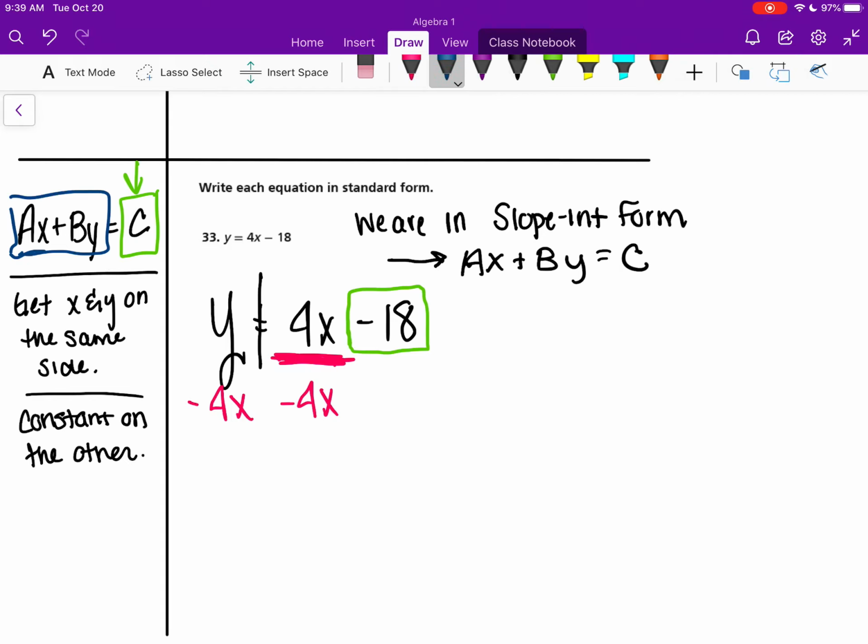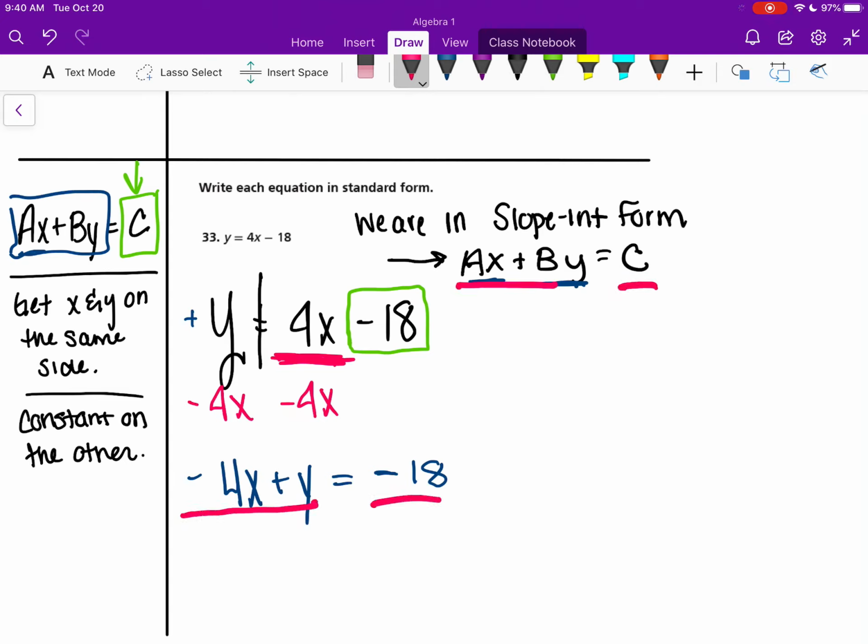And now those x and y's are not like terms, so I cannot combine them. But standard form tells me that the x term comes before the y term. So I'll have minus 4x plus y, because that was a positive y, it wasn't negative, equals negative 18. So let's check. We have the x and the y together equals a constant, something x plus something y equals something. Looks like standard form. But what did we learn on the very first part of this video about standard form? This leading number can't be negative, and right now it is.